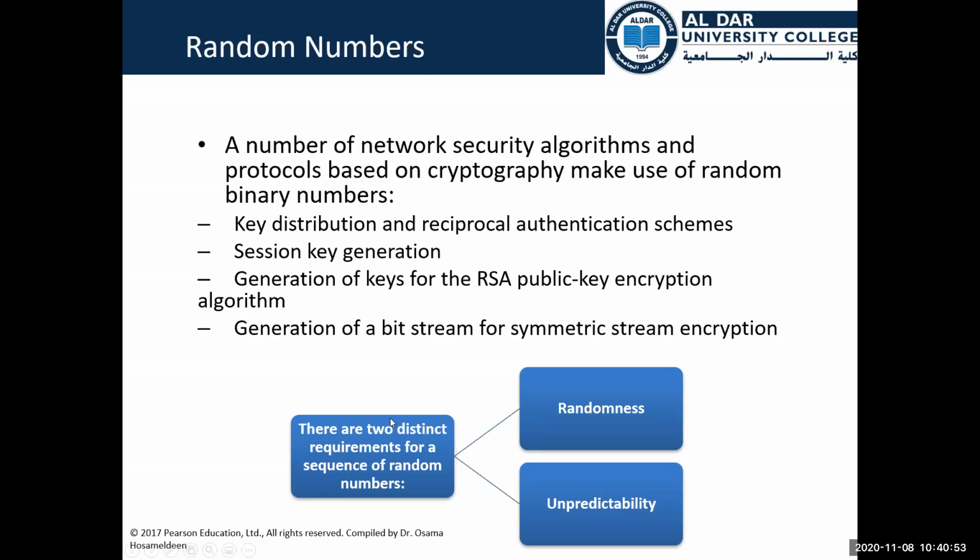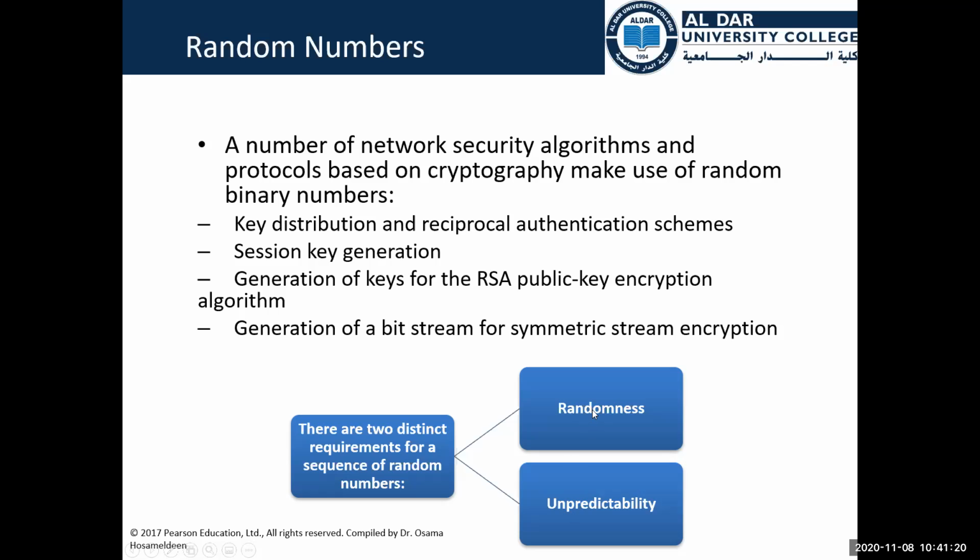So how do we define randomness? How do we know whether a number is random or not? We have two specific requirements for a random number. The first one is randomness, and the second one is unpredictability.